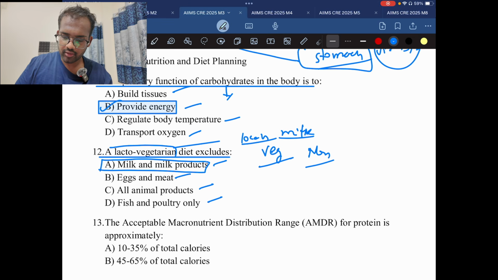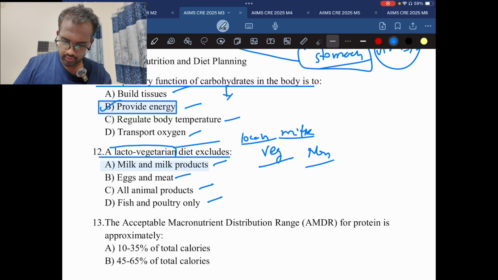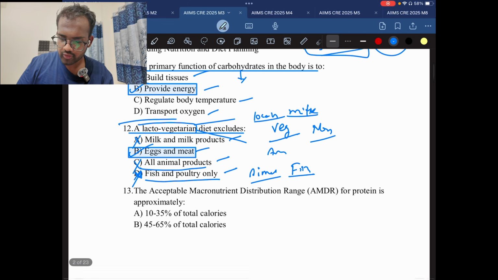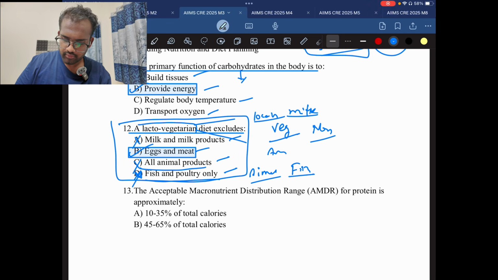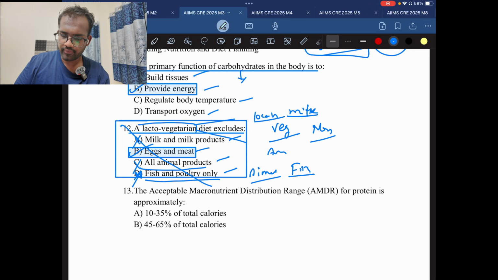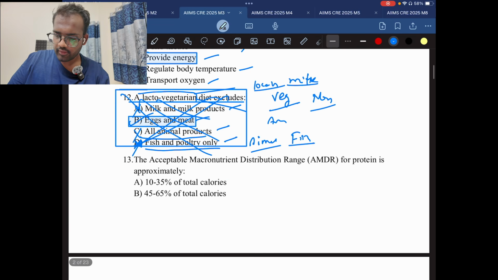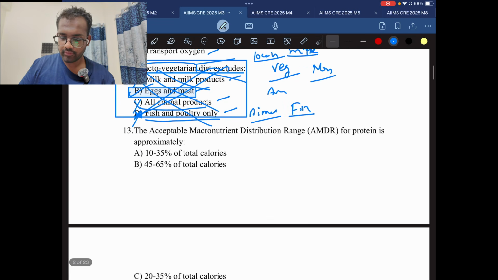Okay, a lacto-vegetarian diet excludes... sorry, this is the wrong answer. I think there is something wrong in this question. Eliminate this question. Okay, there is something wrong here. Okay, next question. Question number 13.